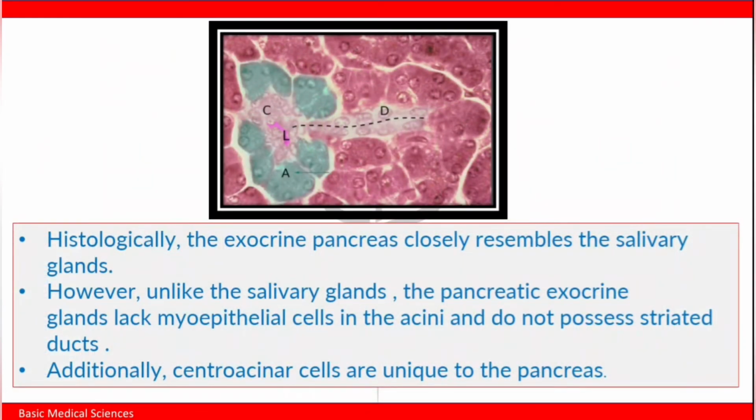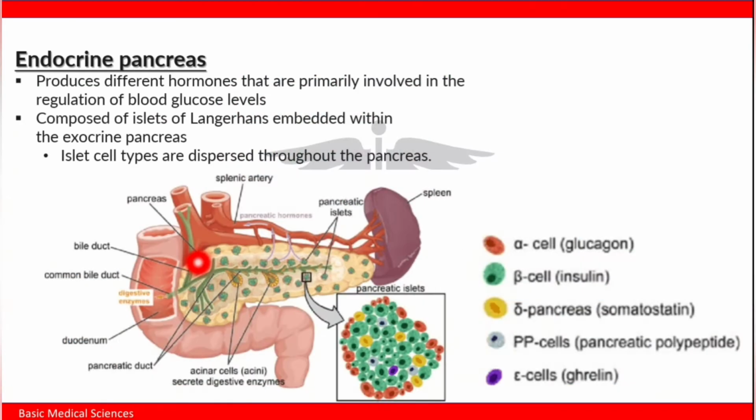Histologically, the exocrine pancreas closely resembles the salivary glands. However, unlike the salivary glands, the pancreatic exocrine glands lack myoepithelial cells in the acini and do not possess striated ducts. Additionally, the central acinar cells are unique to the pancreas, only the pancreas, right, for secreting what? Those bicarbonate ions.